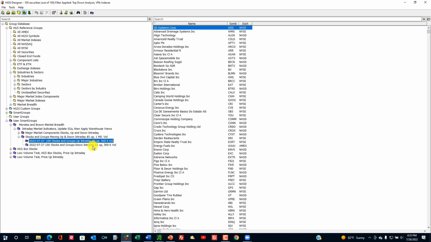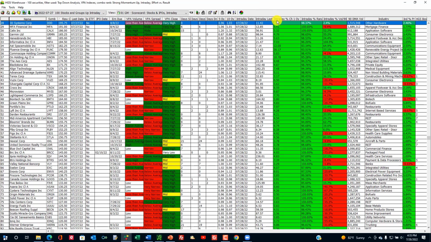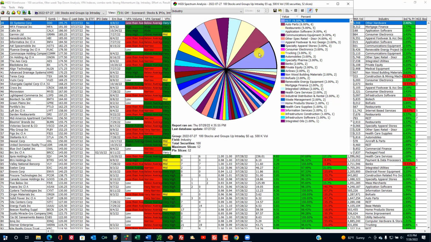I'm going to click on this first one. These are up and these are down. This cuts it off at 100 stocks. If I transfer this to the warehouse view, I can click on the spectrum analyzer and I can see which stocks are moving up.